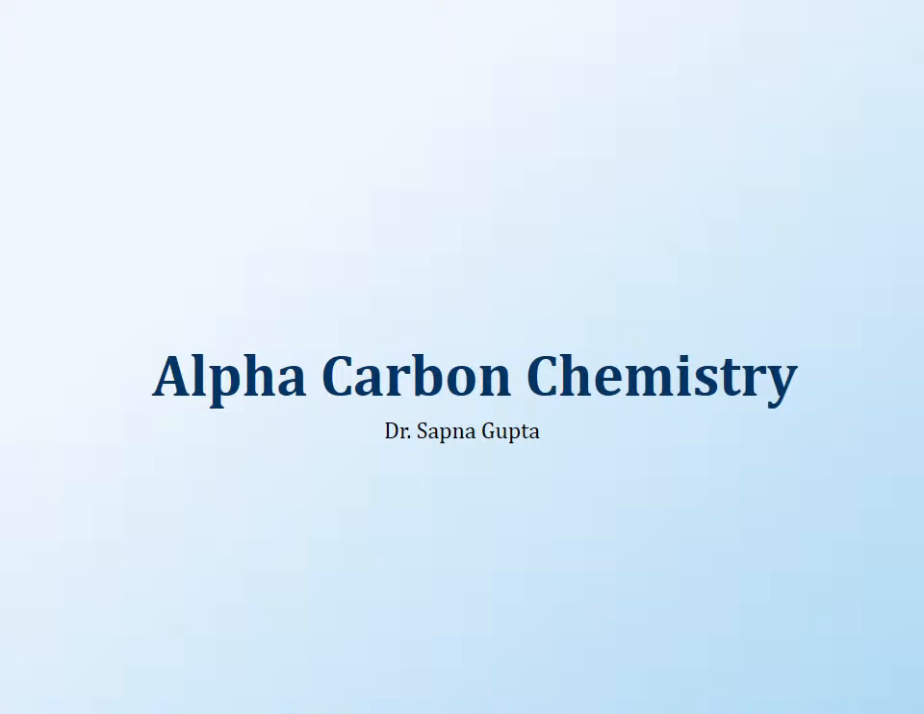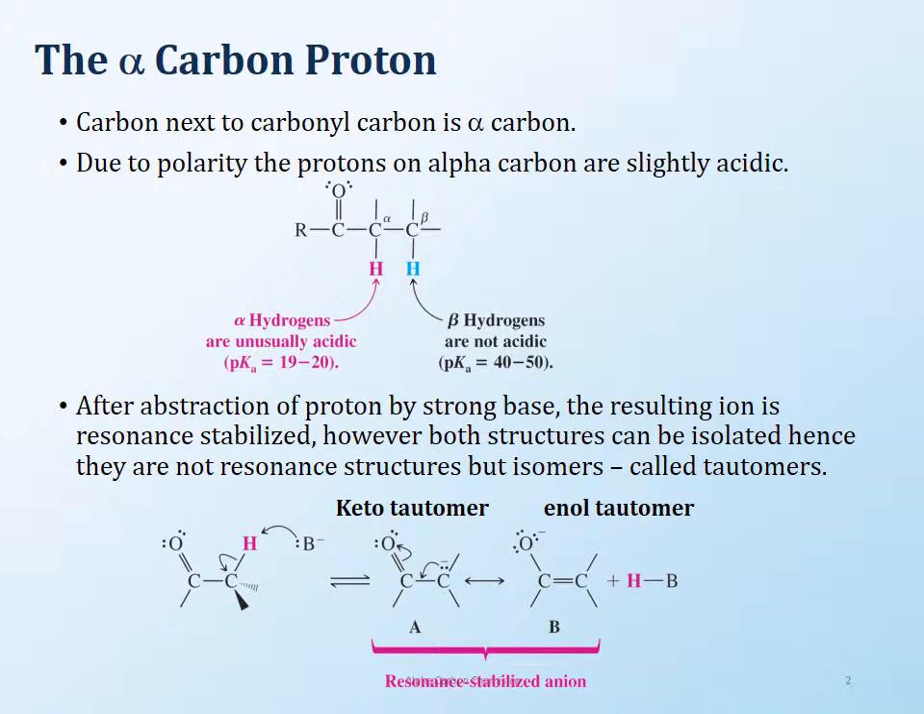Now we get into something very specific called the alpha carbon chemistry. You know all about the functional groups, but alpha carbon chemistry is very specific to carbonyl compounds. So let's look at the alpha carbon then, all right? And the alpha carbon is the one that is next to the carbonyl carbon. Here's the carbonyl carbon, here's the alpha carbon, here's the beta carbon. Any proton on the alpha carbon is going to be acidic.